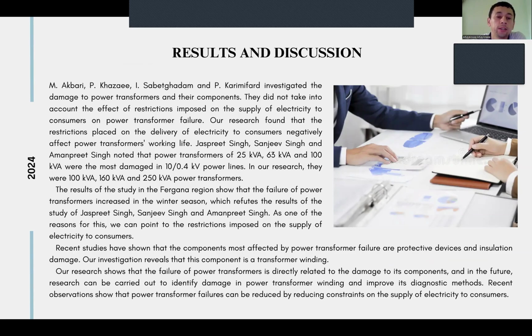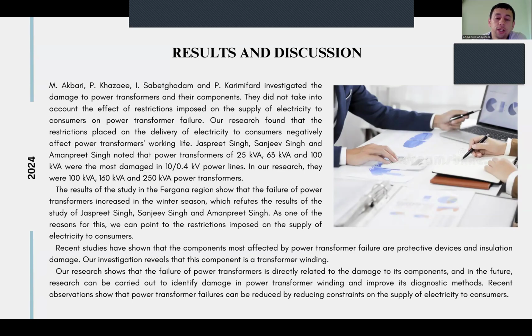Scientists Akbar Kazi, Sabit Khan, and Karim Ford investigated the damage to power transformers and their components. They didn't take into account the effect of restrictions imposed on the supply of electricity to consumers on power transformer failure. But our research found that restrictions placed on the delivery of electricity to consumers negatively affected power transformer working life.